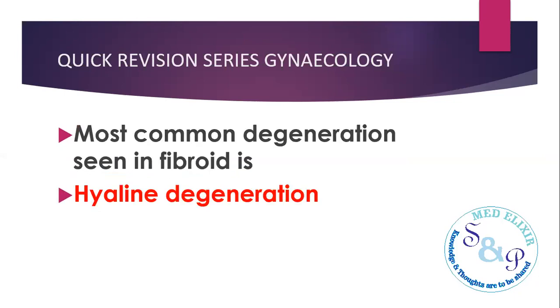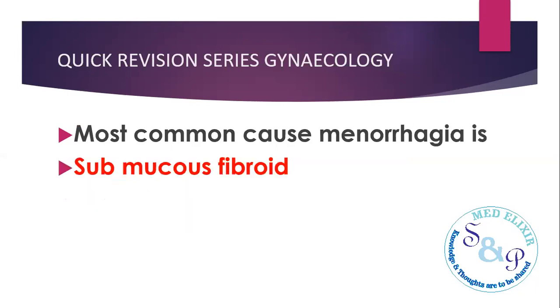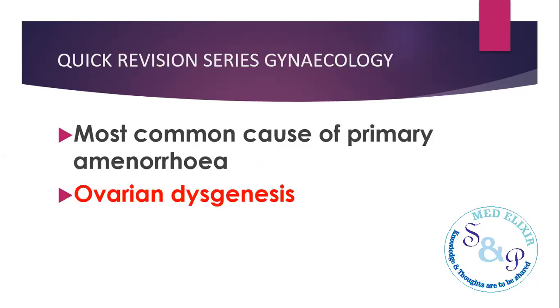Most common degeneration seen in fibroid is hyaline degeneration. The most common cause of menorrhagia is submucous fibroid. The most common cause of primary amenorrhea is ovarian dysgenesis.